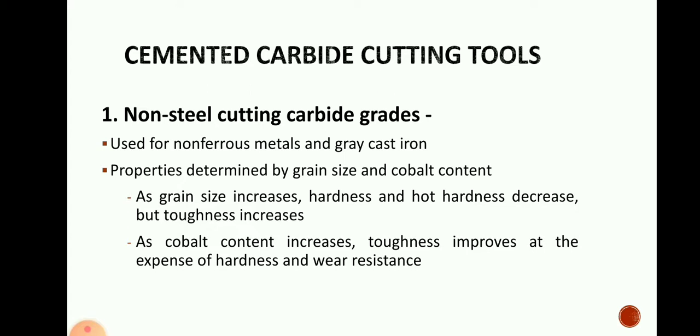So these should be very important characteristics: hardness as well as hot hardness. These are decreasing with the increase in grain size, but the toughness increases. We require good toughness for our cutting tool.